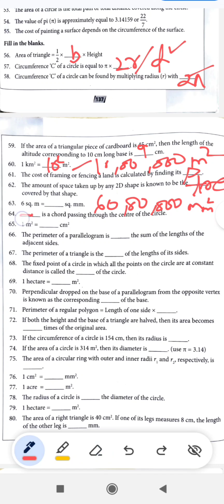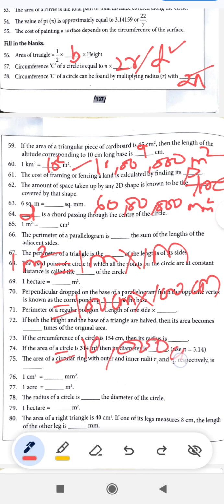Now the next question: dash is a chord passing through the center of the circle. That is the diameter. Next, 1 meter square is equal to dash centimeter square. The same process: 1 meter square is equal to 1 meter into 1 meter. We know that 1 meter is equal to 100 centimeter, so 100 centimeter into 100 centimeter, which is 10,000 centimeter square. We could write it as 10k because no space is there, but k stands for kilo, so let us write 10,000 only. No shortcuts will be applied here.